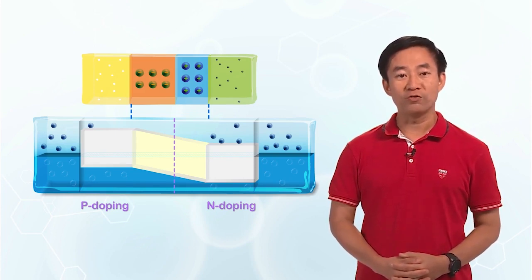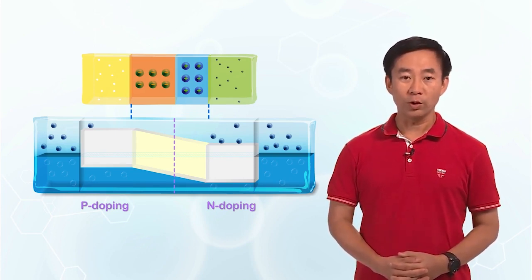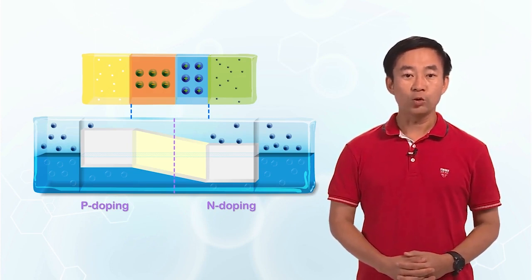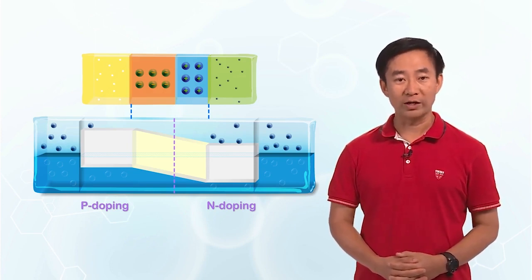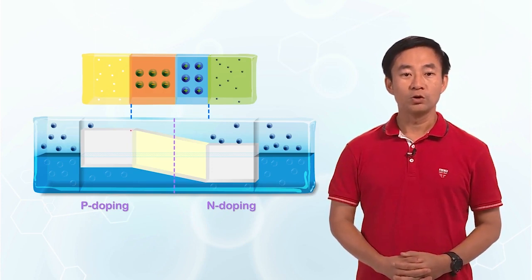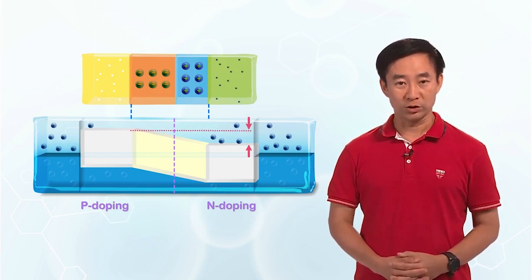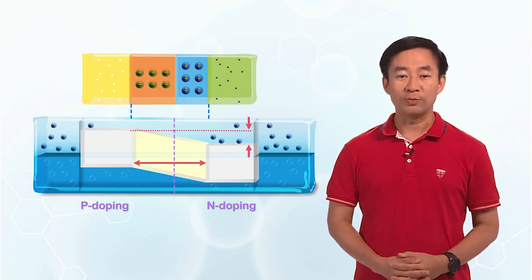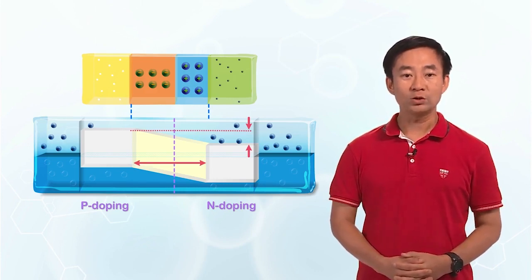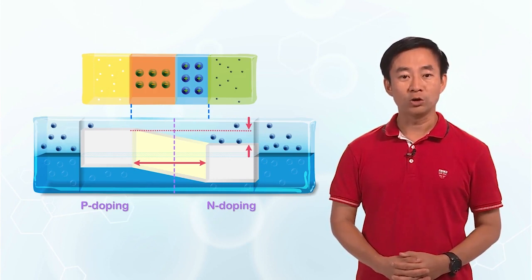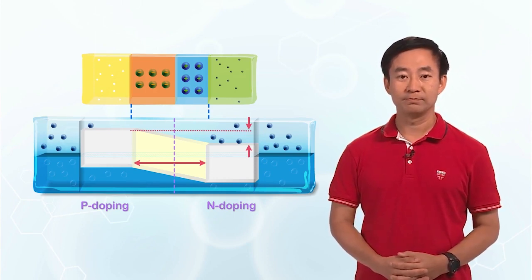Given a p-n junction in thermal equilibrium, what do we want to know? There are two important quantities that we'll try to find out. They are the difference between EC or EV on the two sides of the junction, and the width of the depletion region. Once these two quantities are known, we can reconstruct the band diagram easily.